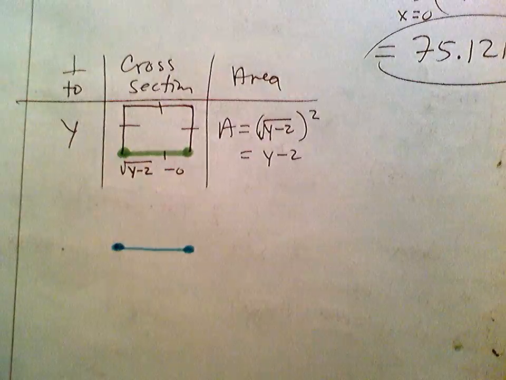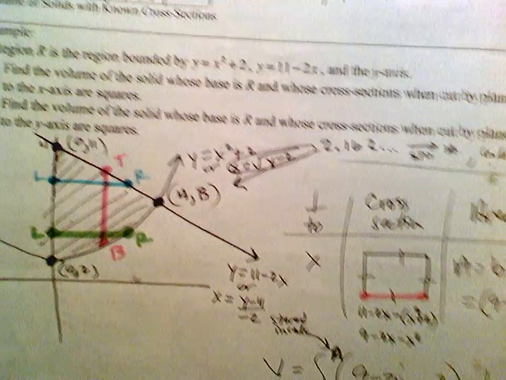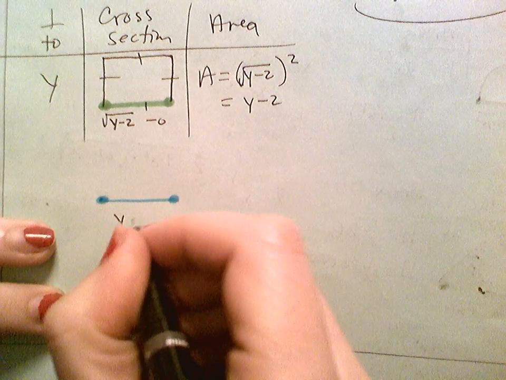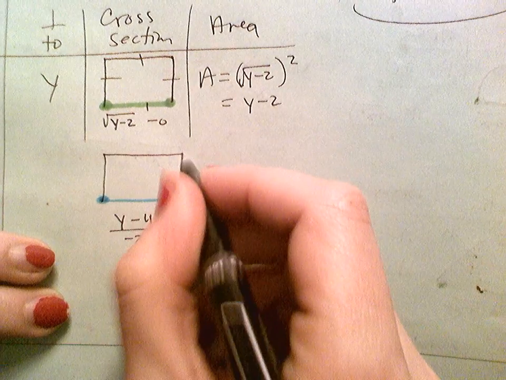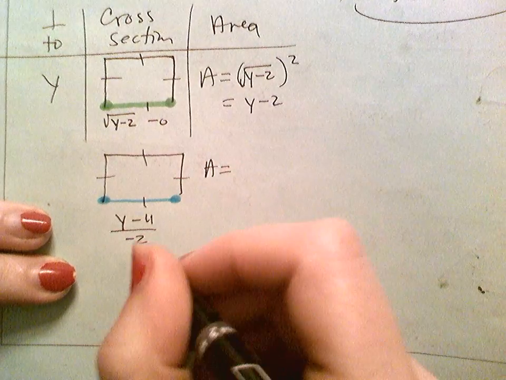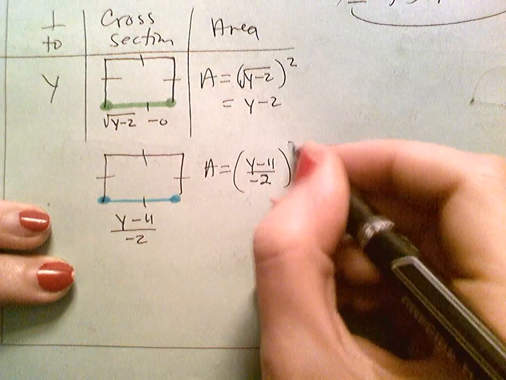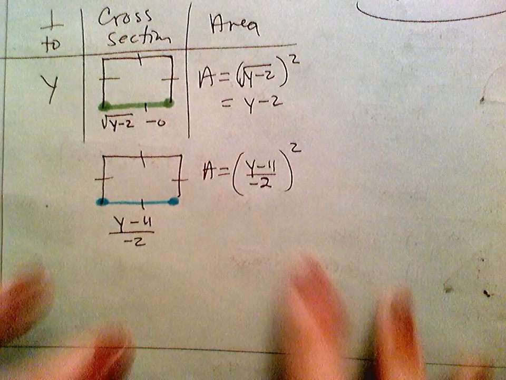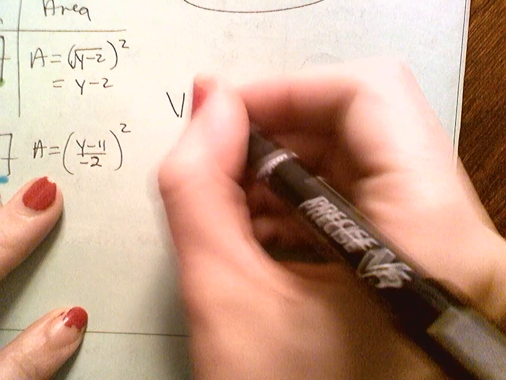But then I have that second interval where the cross sections look different. Right minus left for that blue line is the line minus 0. So y minus 11 over negative 2 minus 0. You don't have to write minus 0. The area of this is base times height, but base and height are the same. So for the volume, we're going to need two integrals because we have two different formulas representing the area.